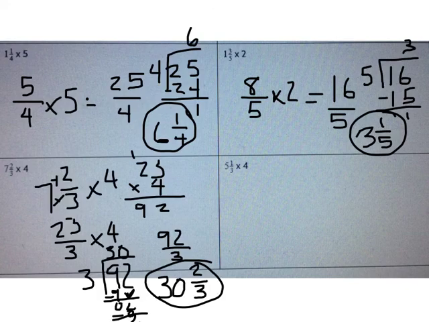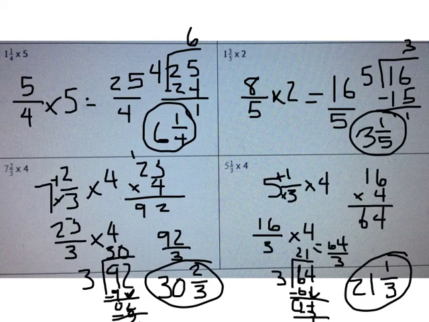Now try one last one. What's 5 and 1/3 times 4? Write your answer as a mixed number. The correct answer is 21 and 1/3. Check your work with mine.